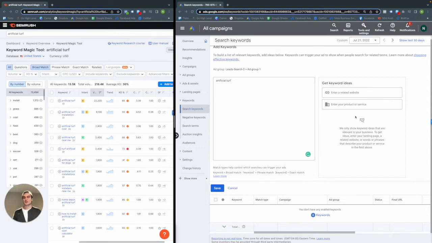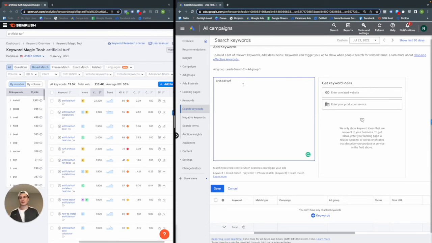But before we get started, I want to quickly go through what each of the keyword match types mean within Google Ads, as they can either help you or be a detriment to your Google Ads campaign in the future. So what we have right now is artificial turf as a broad match. This is a broad match as it is not followed by any quotations or brackets. Broad matches essentially let Google know that you want your ad to show up for anything relating to artificial turf.